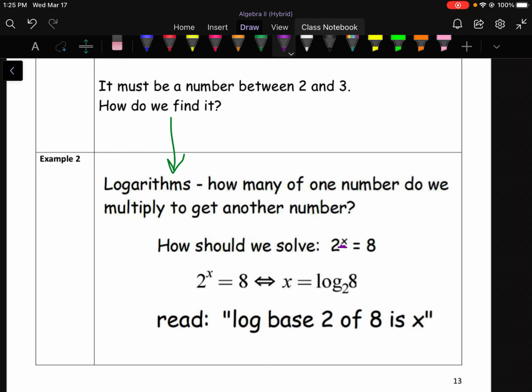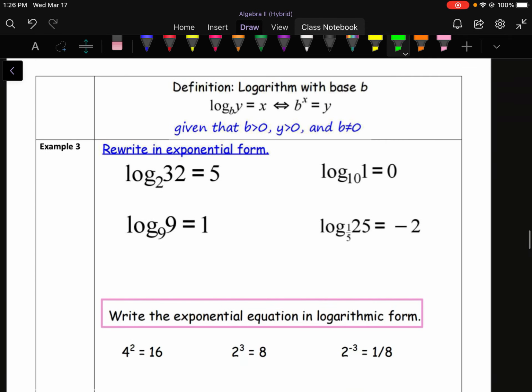So what we're going to do here is just practice quickly on how to convert between exponential form and log form. This would be read here, just so you know, as log base 2 of 8 is x, or x equals log base 2 of 8. So, rewriting these, this is going to be the important part. We've got to be able to jump back and forth so we can do some simplifying here, so we can do some solving as well.